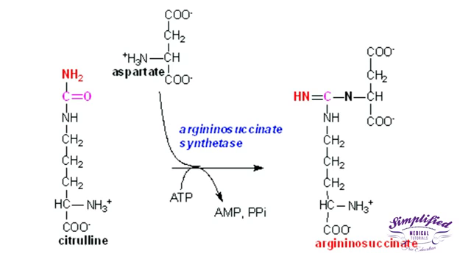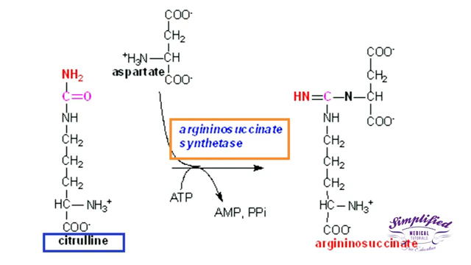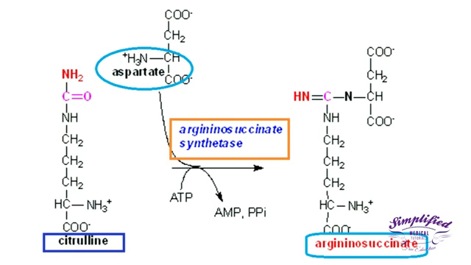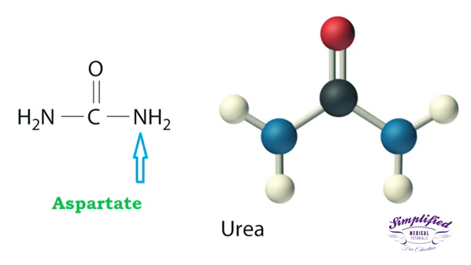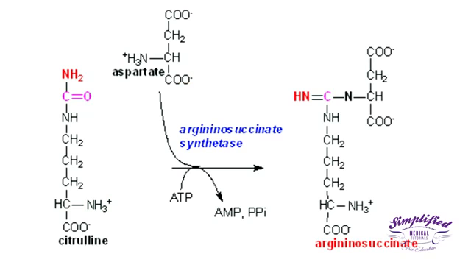The third step of this cycle is the synthesis of argininosuccinate. The enzyme argininosuccinate synthetase combines citrulline with the amino acid aspartate to form argininosuccinate. As discussed earlier, aspartate here provides the second nitrogen that is ultimately incorporated into urea. It is important to note that the third and final ATP in the cycle is utilized here.